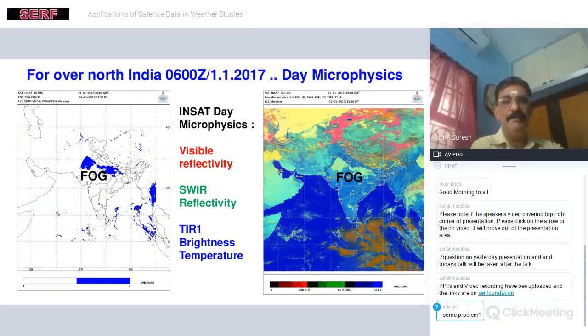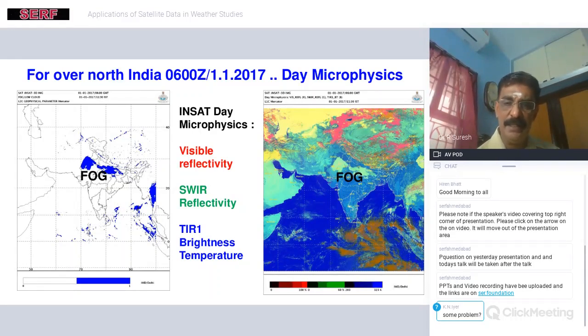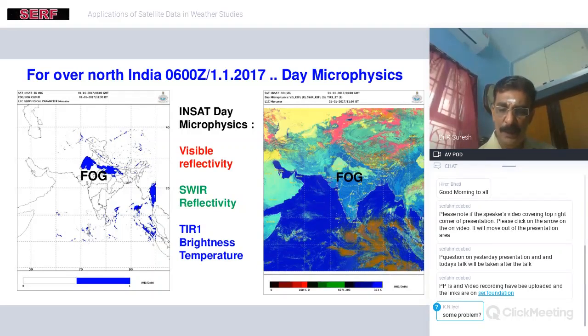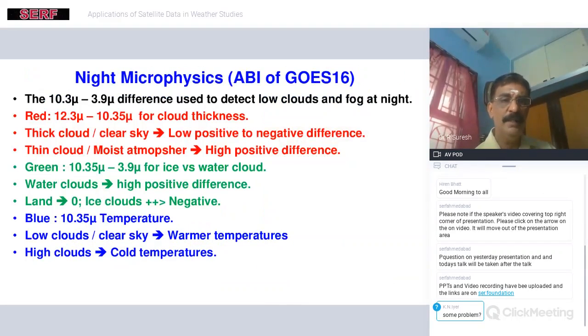So the fog identification, as such, we were discussing, and the left hand side and right hand side microphysics used by INSAT, by the ISRO group, and IMD is the breadwinner for that, and we are using it.